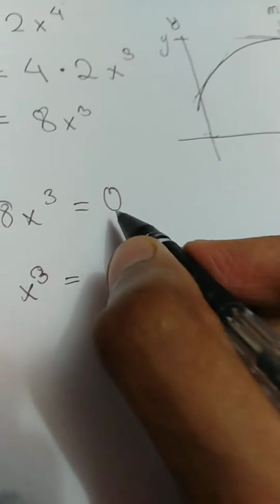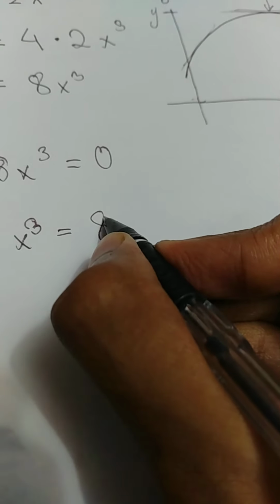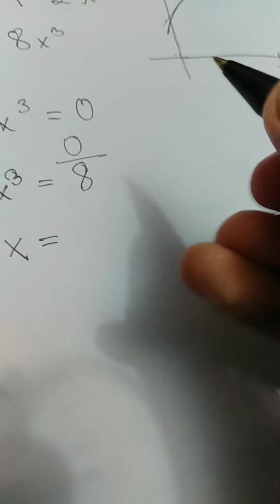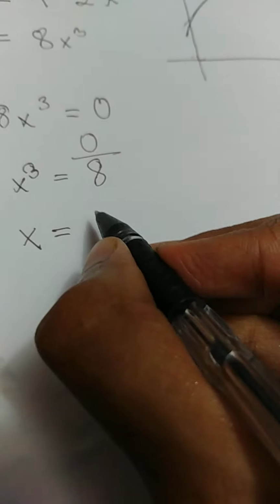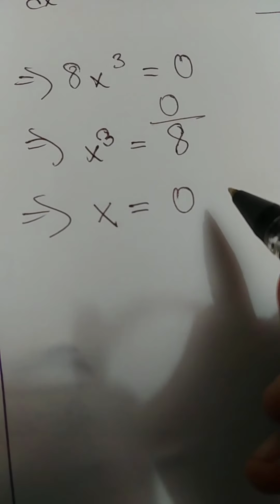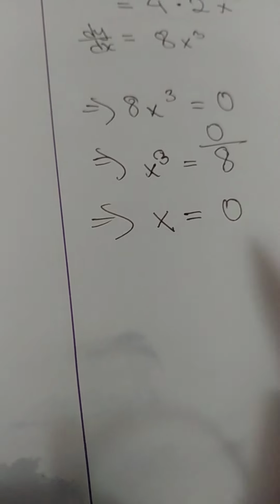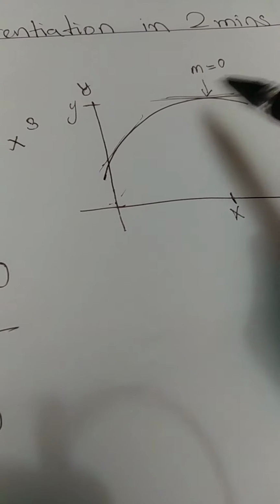Then we send the 8 over, which results in 0, and then the cube root of 0 is also 0. So this tells us that the gradient is 0 at x equals 0. So when x is 0, the gradient of this is 0. I know this graph is wrong, but this was just for representation.